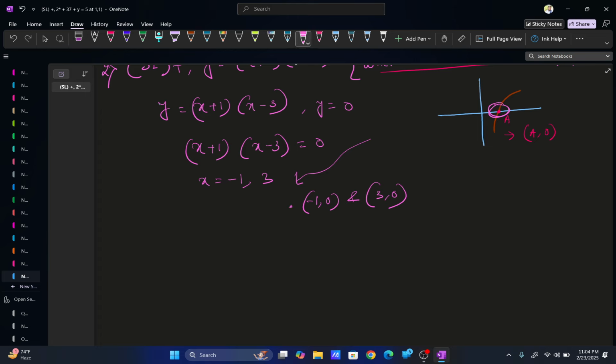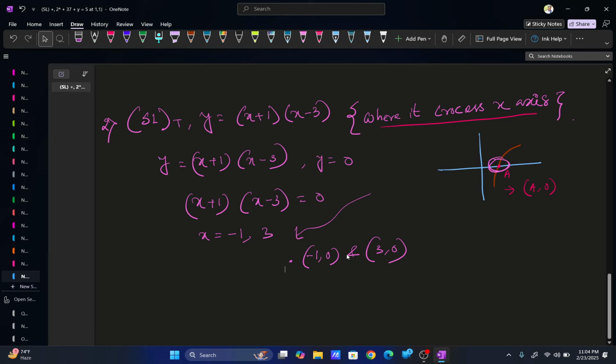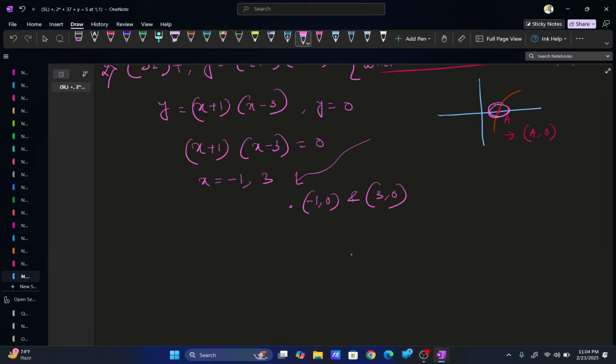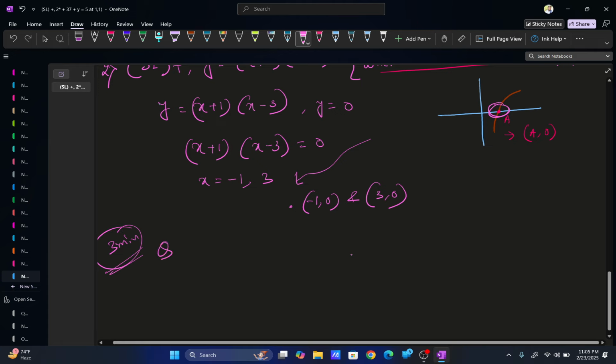Now this is a quiz: how to find the slope of tangent. I give you 3 minutes to solve this quiz, and the remaining portion is a quiz for you.